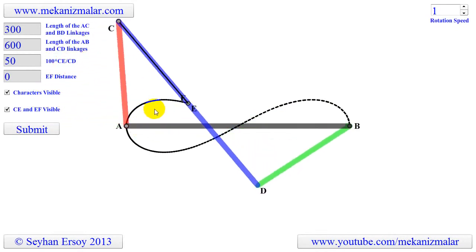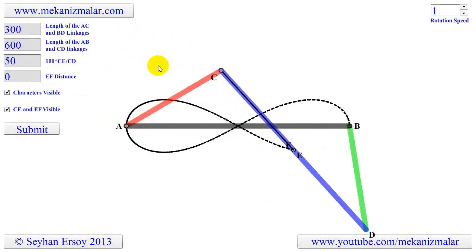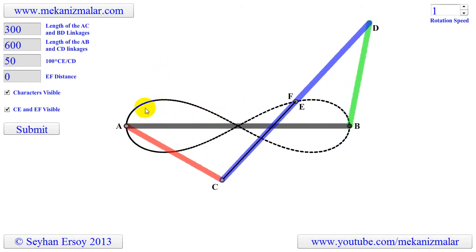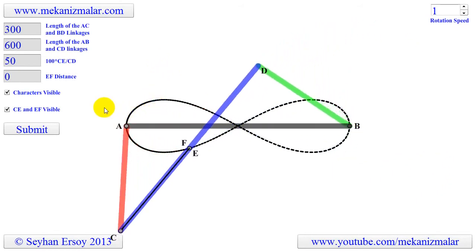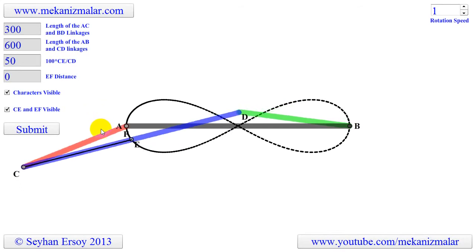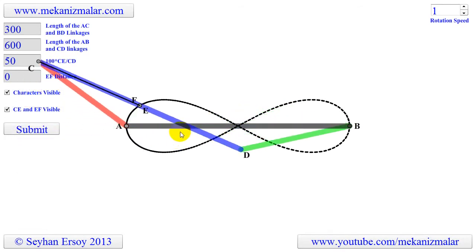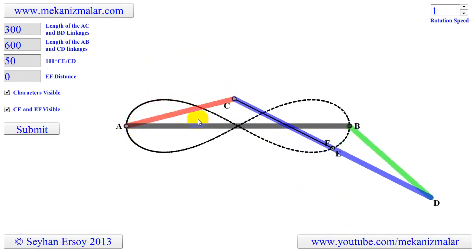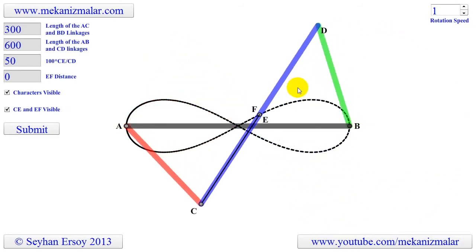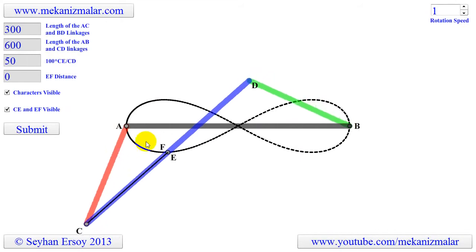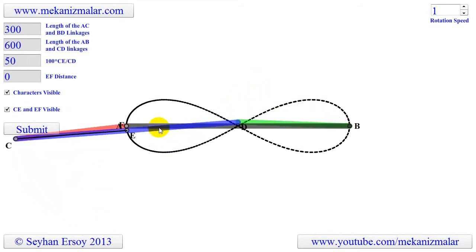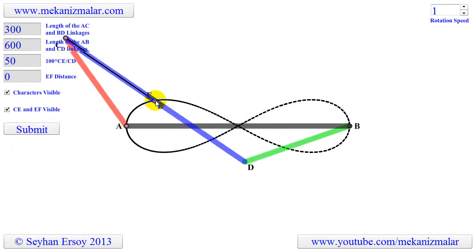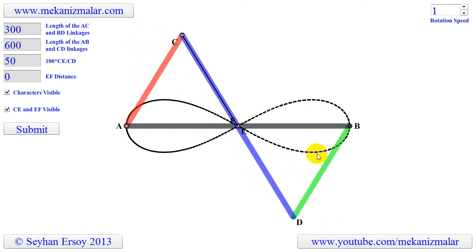In this animation we are going to investigate the coupler curves generated by a special 4-bar linkage. In this linkage, the length of the crank and rocker, as well as the length of the blue and black linkages are equal. Also, the follower is always at the opposite side of the crank with respect to black linkage. In this case the middle point of the blue linkage generates an infinity sign-shaped coupler curve.